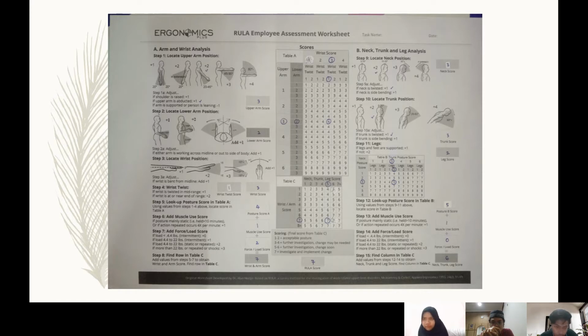Next is the sixth step, the add muscle use score. The cashier keeps repeating the same action more than 4 times in a minute. This is because the items that need to be scanned are in larger quantities.